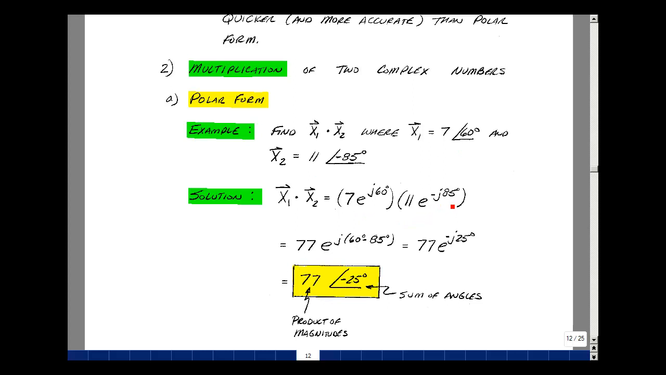If we're going to multiply these two numbers, we multiply the magnitudes, we get 77. We just add the angles. And that turns out to be a minus j25 degrees. We can write this in a shorthand notation of the magnitude and the angle.